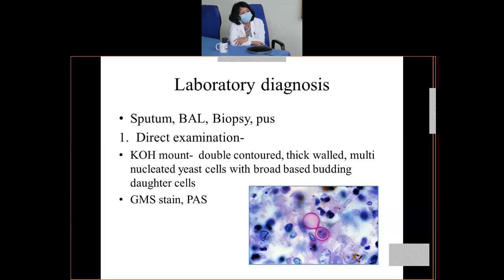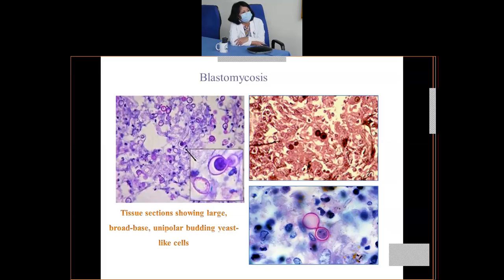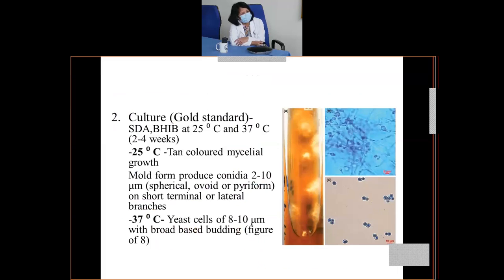Whereas when the direct examination is done on a biopsy sample which has been stained using the Grocott Gomori methenamine silver stain, or even the periodic acid-Schiff stain, you'll be able to identify the broad-based yeast cells. So these are the tissue sections from the different parts. You'll be able to see the broad-based yeast cells, the budding, and even the nucleus. They are multinucleated yeast cells.